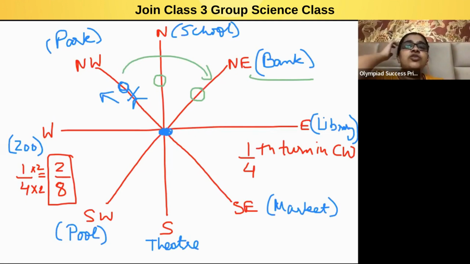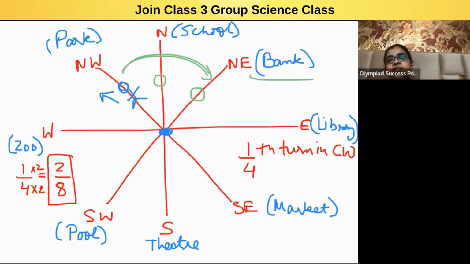Jian, it's not zoo. You have to walk in this direction, not this. This is anti-clockwise. This is not pool also because it's anti-clockwise. Any doubts, anyone on this question?